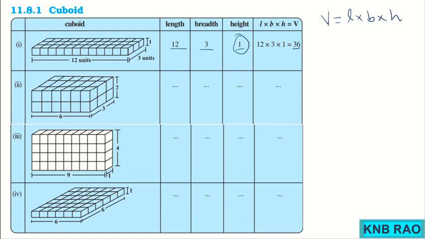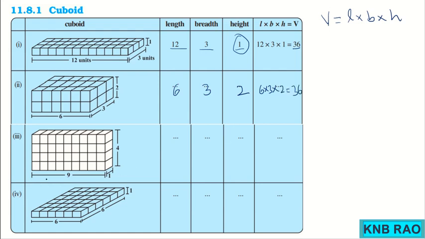6 unit cubes are along the length, 3 unit cubes are along the breadth. Those same 6 into 3, 18 unit cubes are kept one over the other. That means it became 2 floors type. That means height became 2. 6 into 3 into 2, length is 6, breadth is 3, height is 2. So 6 into 3 into 2 becomes the same 36.